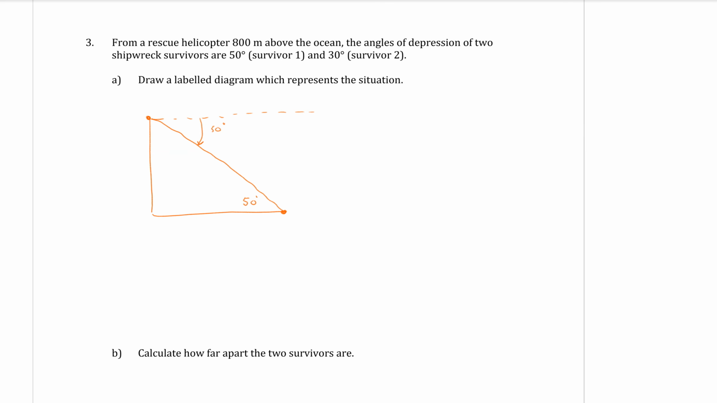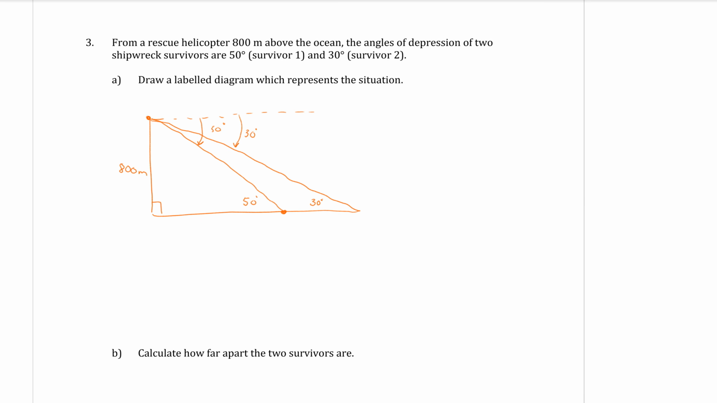degrees. Okay, the second survivor is at an angle of depression of 30 degrees, which means not quite as steep an angle there. That angle there is 30, which means that one there would be the 30 degrees when I move it into the triangle. I am told that the helicopter is 800 meters above the ocean. Okay, so that is one possible diagram.